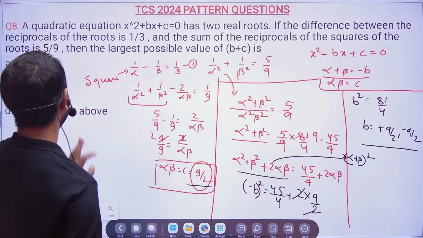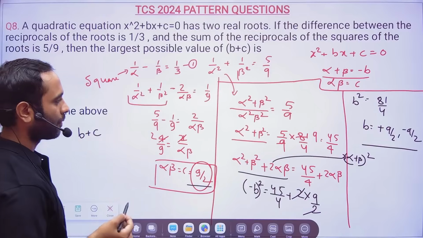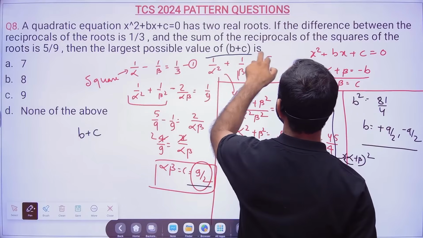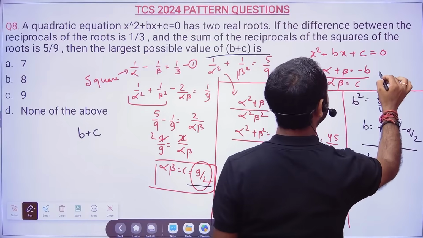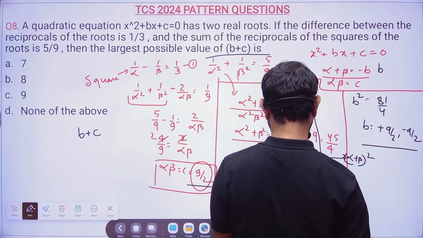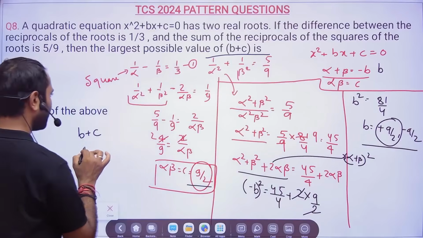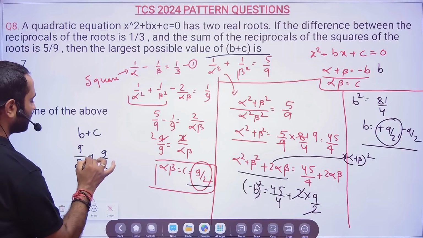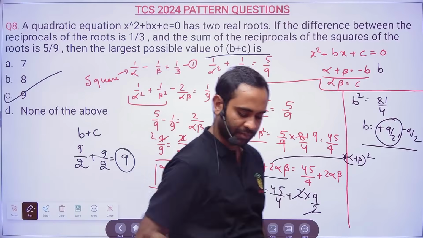Now we have to find b plus c. So friends, definitely c is 9 by 2, and b will be equal to what? Definitely for b you will have to take 9 by 2, then only you will get the largest possible value, and c is 9 by 2, so it will be 9. So the largest possible value will be 9. Option C will be the correct answer.